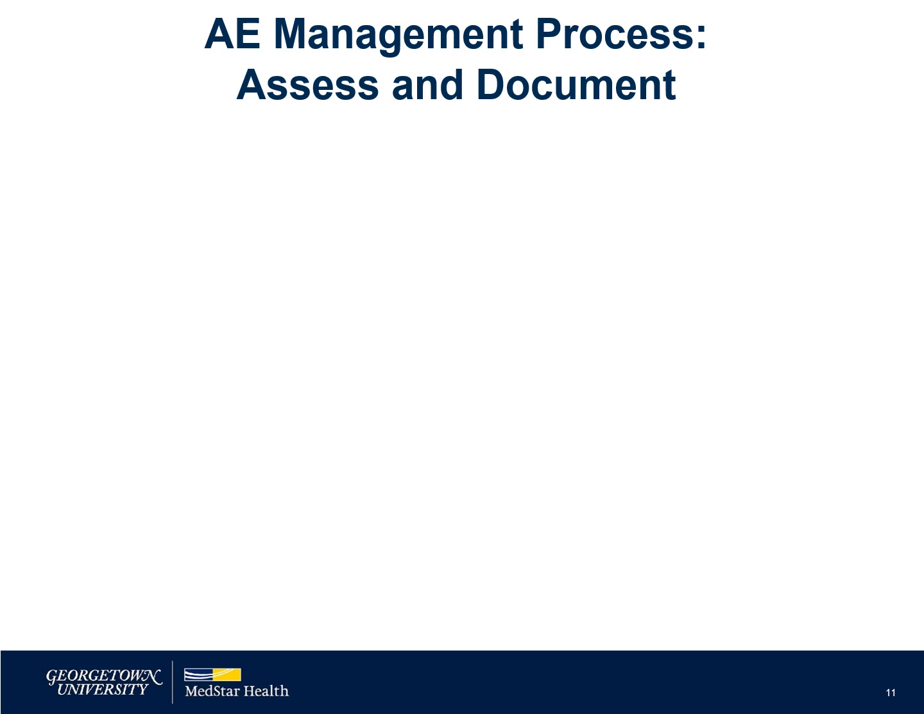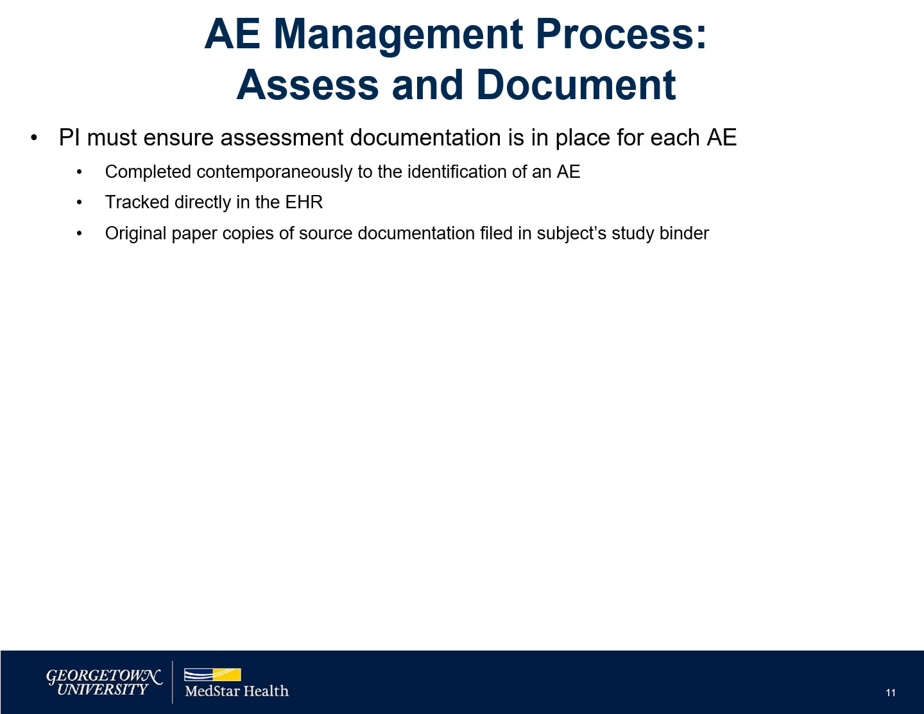The next step of the adverse event management procedure is to assess and document the adverse event. The PI is responsible to ensure assessment documentation is in place for each adverse event. Assessment and documentation of the adverse event should be completed contemporaneously to the identification of an adverse event. Robust documentation of events and assessment should be tracked directly in the electronic health record.